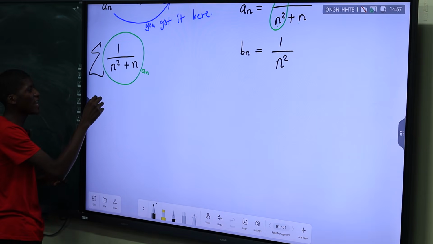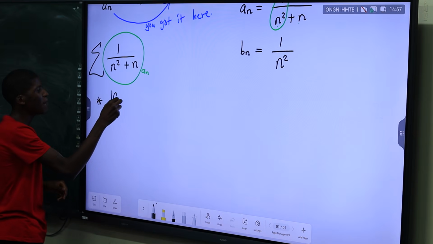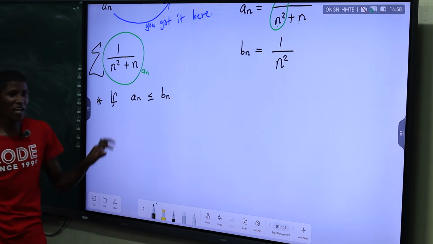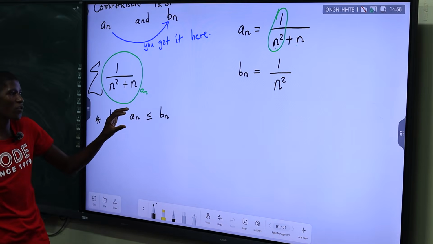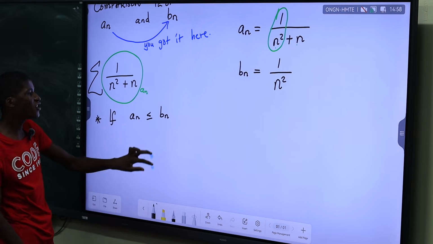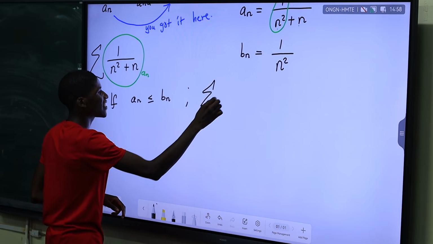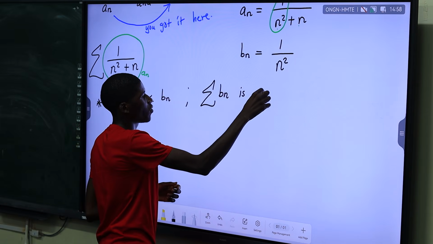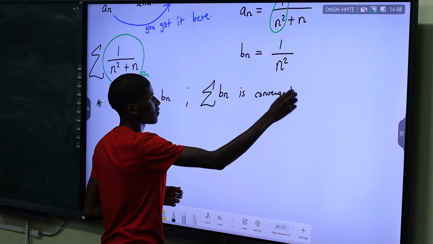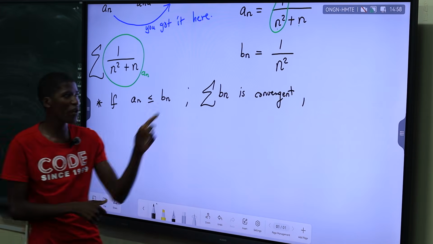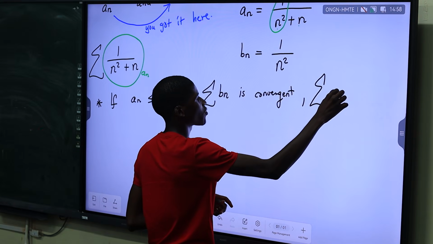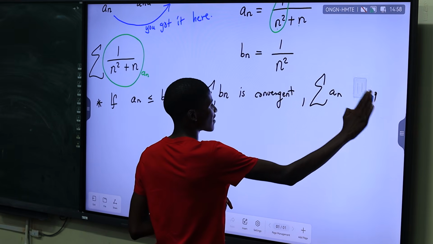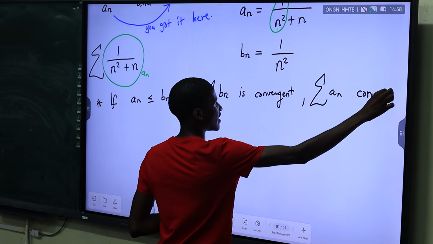Now, when you are comparing an and bn, if it happens that an is less than or equal to bn, then you are going to say that the series whereby we are adding bn is a convergent series. And then the series whereby we are adding an is also convergent. So both of them are convergent.